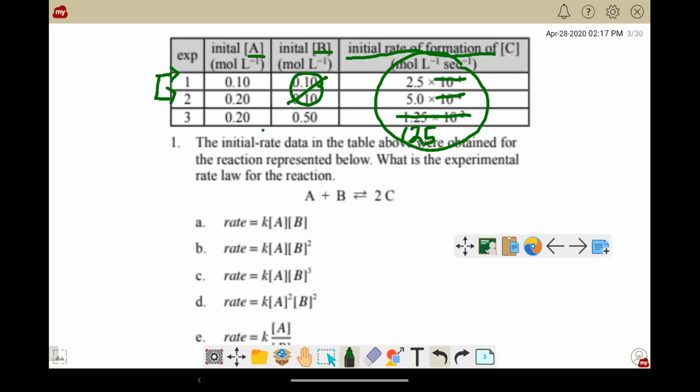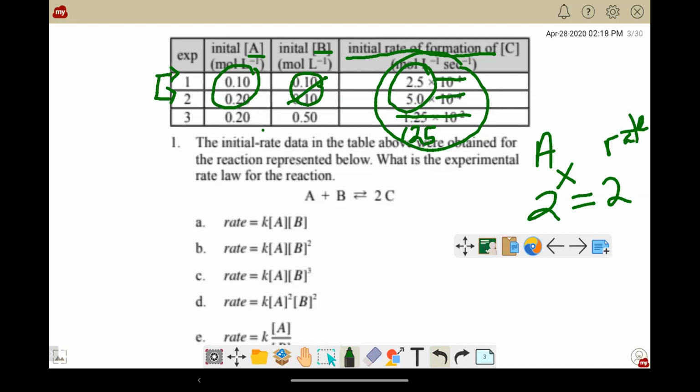Any change in the rate of formation of C is due solely to the change in A. And so the concentration of A is doubled. So A doubles. That's raised to some exponent or reaction order. And when we double A, that has an effect on the rate of formation. Well, 5 is twice as much as 2.5 as well.